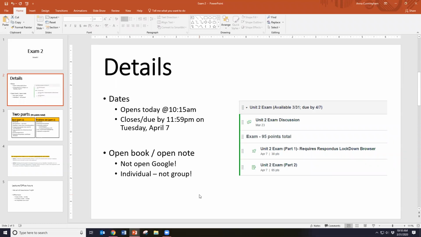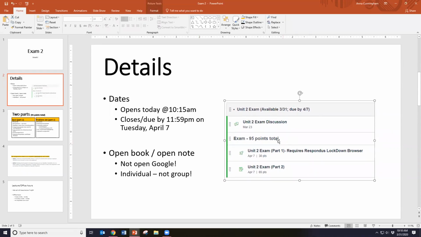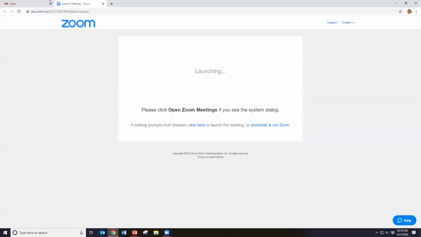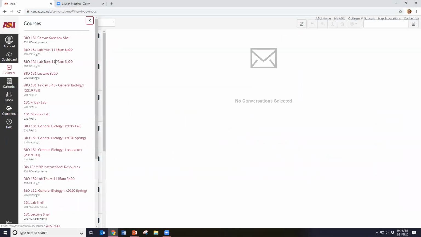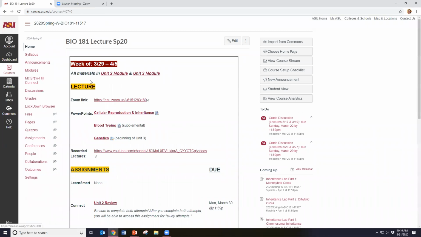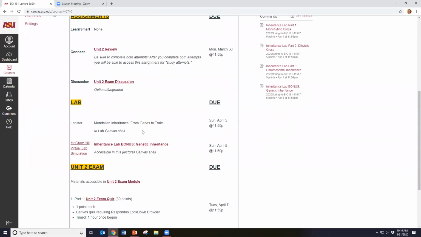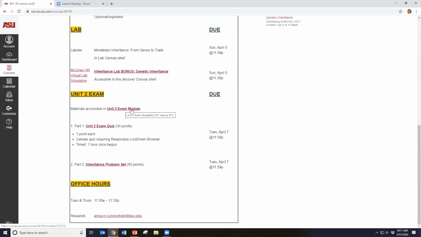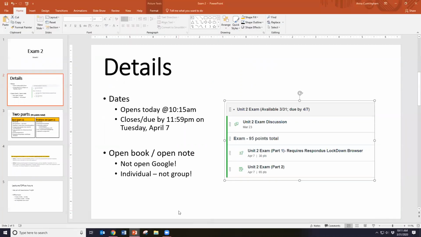So getting into the two parts of these, if you go to our Canvas page, there's two places you can access this. First, if you go to our home page and you scroll down, you'll see Unit 2 exam. You'll see a link to the Unit 2 module. You'll also see the quiz, which is part 1, and the problem set, which is part 2. You need to do both of those. I don't care what order you do them, but I have a suggested order.